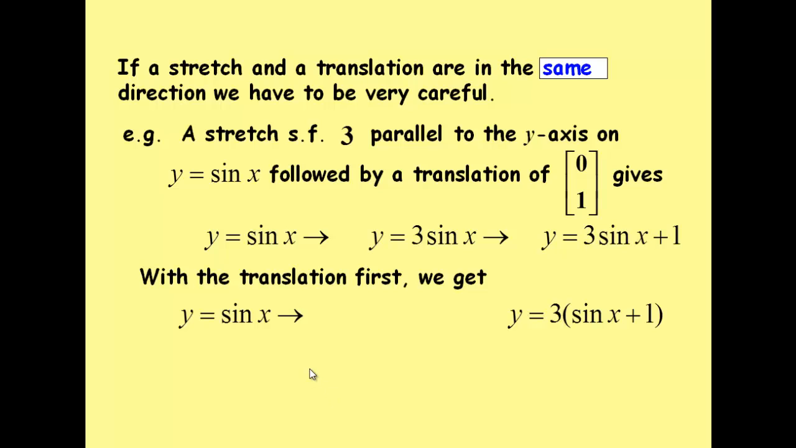If we do the translation first, however, we get y equals sine x plus 1, and then the stretch, well, it's 3 times the whole thing, isn't it? So we get y equals 3 sine x plus 3. You see, they're not the same thing, they're different. So be very careful. If there's a translation and a stretch in the same direction, you must do it in the right order, the order that the question dictates.